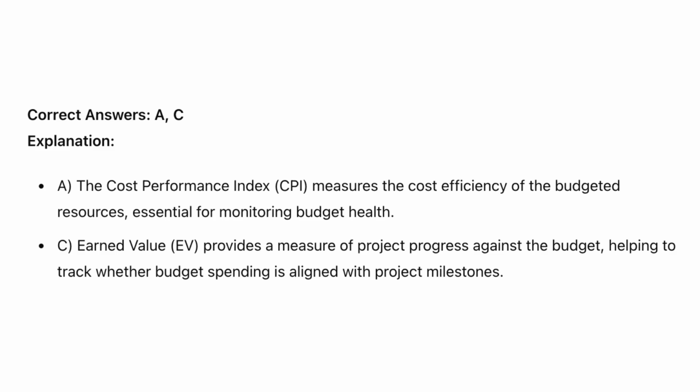Correct answers A and C. Explanation. The Cost Performance Index, CPI, measures the cost efficiency of the budgeted resources, essential for monitoring budget health. Earned Value, EV, provides a measure of project progress against the budget, helping to track whether budget spending is aligned with project milestones.